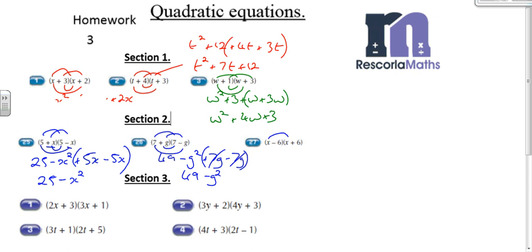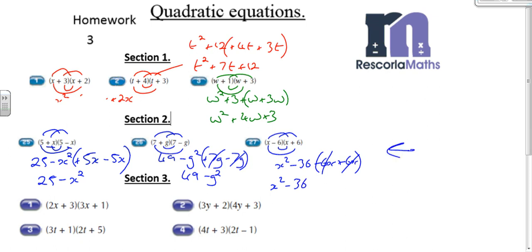Next one. Left eyebrow, x squared. The right eyebrow, minus 36. The nose, minus 6x. Mouth, plus 6x. These will cancel out, leaving you with x squared minus 36.